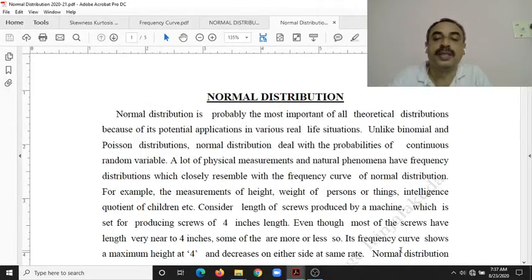Today we will discuss another probability distribution known as the normal distribution. This normal distribution may be the most important and also the most popular theoretical distribution among the various distributions of probability theory. The most striking property of the normal distribution is its symmetric frequency curve.